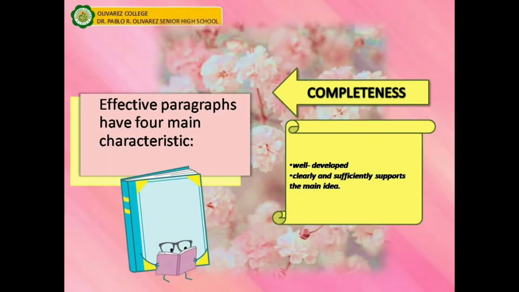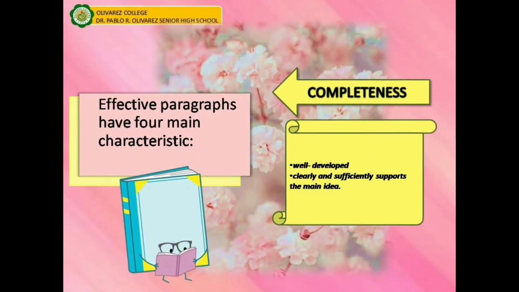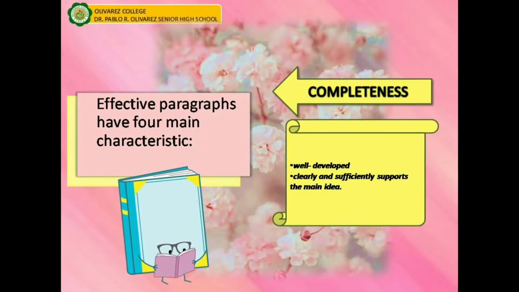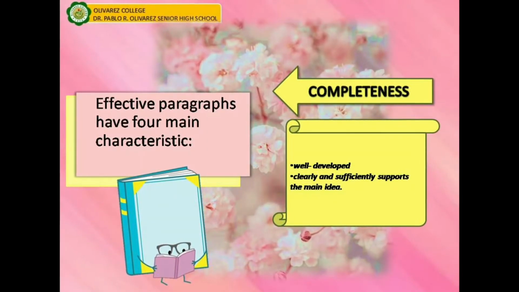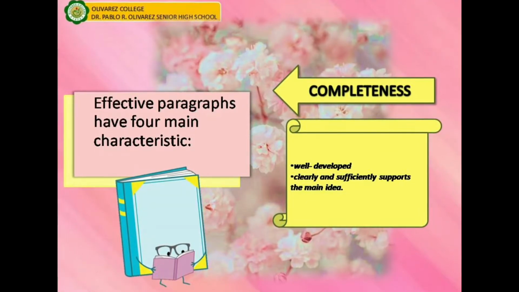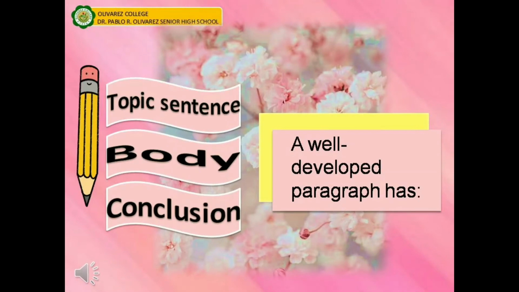The last one is completeness. Completeness means the paragraph is well developed. It means that the main idea is clearly and sufficiently supported with related ideas. Remember that a well-developed paragraph has a topic, body, and conclusion.